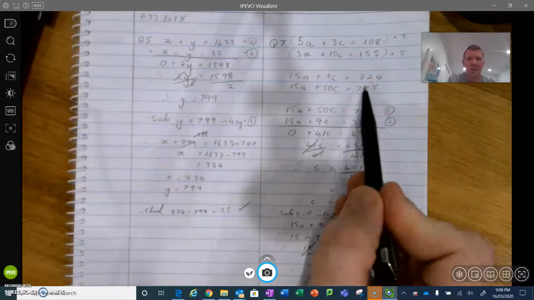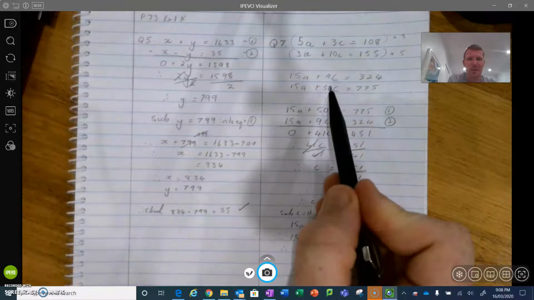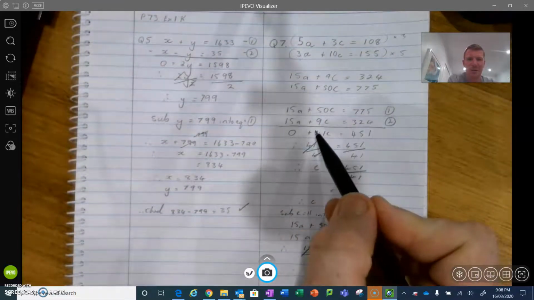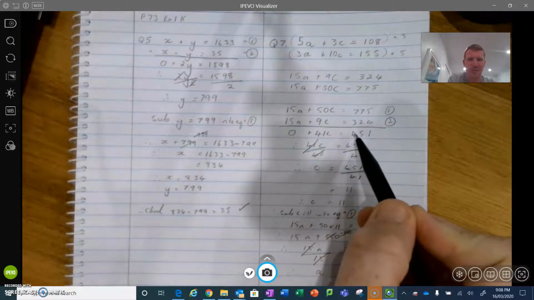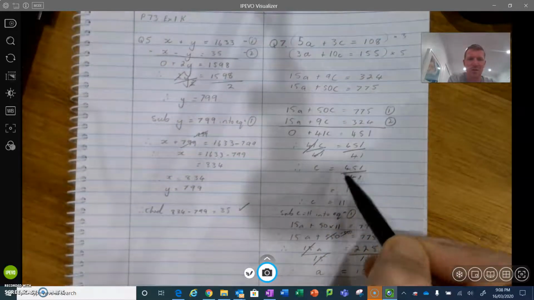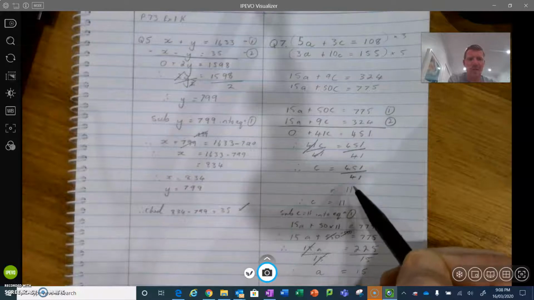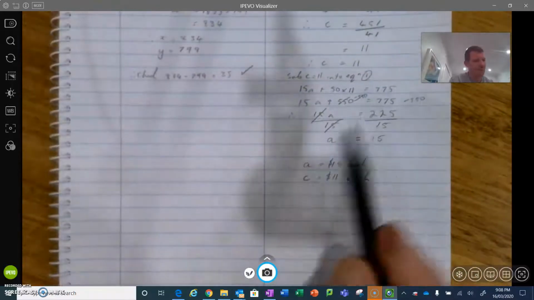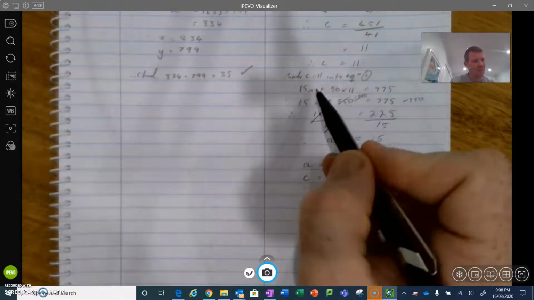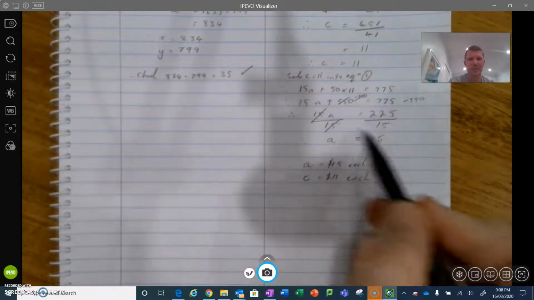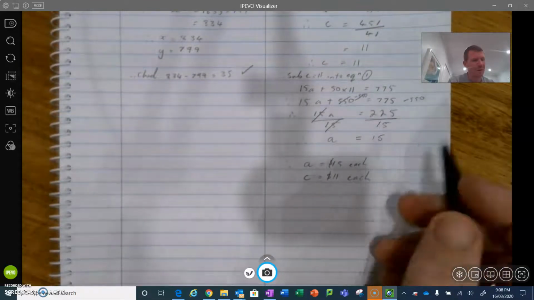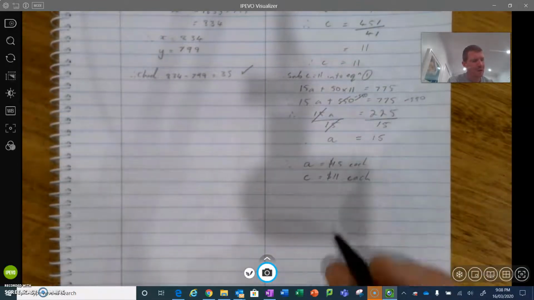I then identified that this number and this number were going to be bigger, so it would make sense to swap them. You could have done it the other way, you just would have ended up with negative 41c equals negative 451. You still would have worked out c equals 11. And then I used my 11 to work out what a is, and through some rearranging of equations, a equals 15.